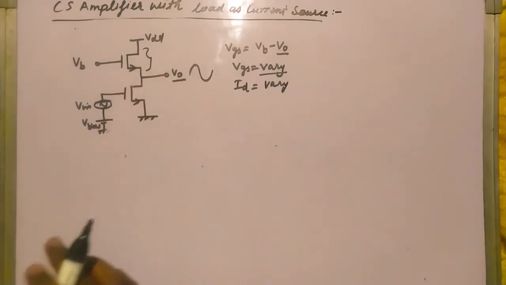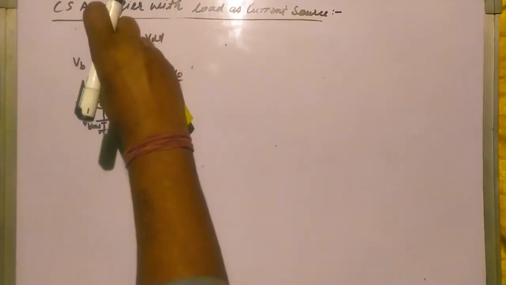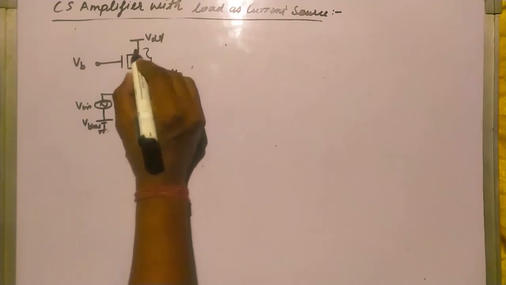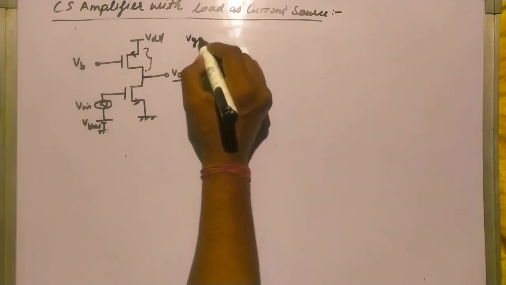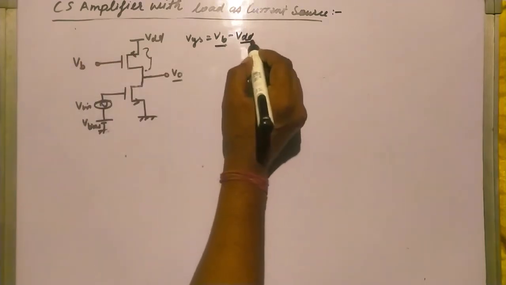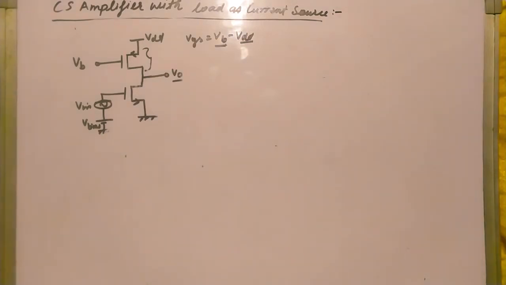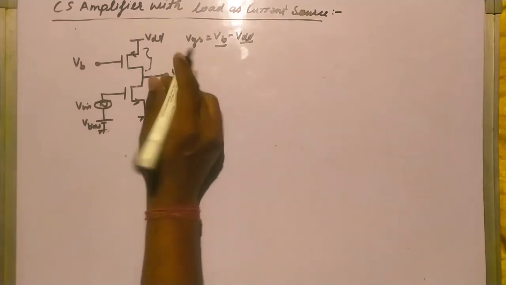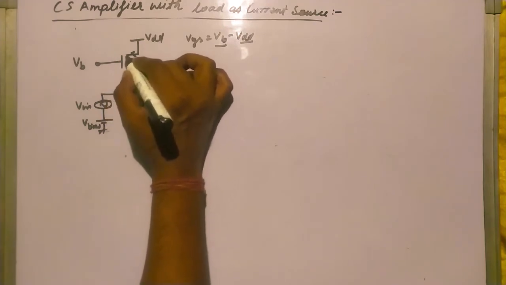Okay, so what can we do? So let's try PMOS. We are using PMOS. Now see, VGS is equal to how much? VB minus VDD. VB is constant, which we are giving. VDD is constant, right? So VGS is constant, so I am getting a constant current ID, right? So I can use PMOS for making the current source, right?